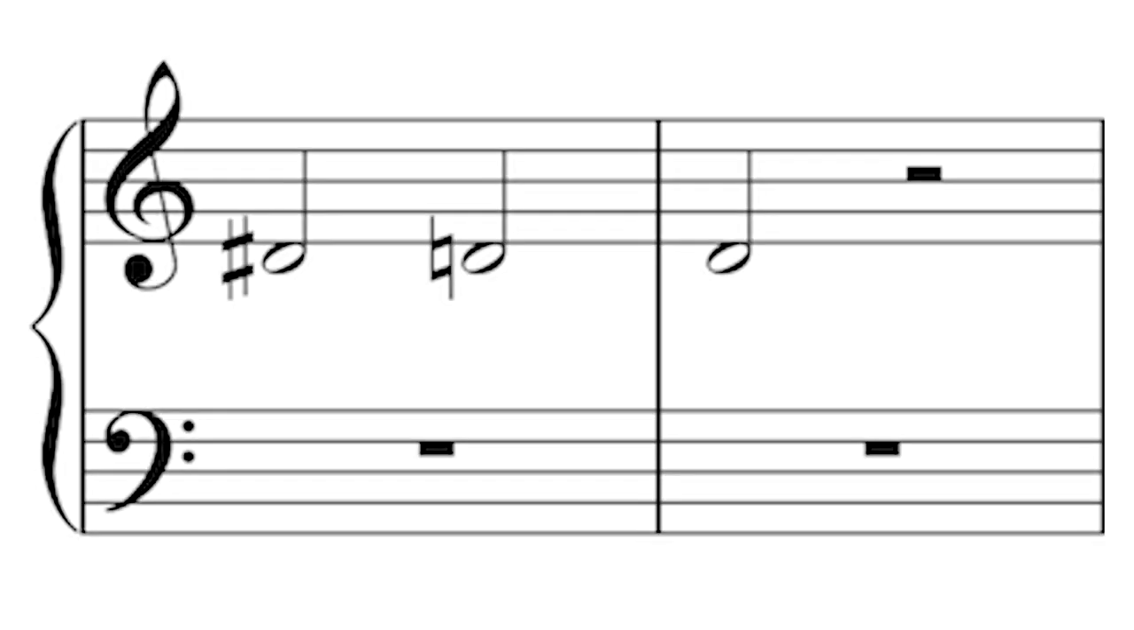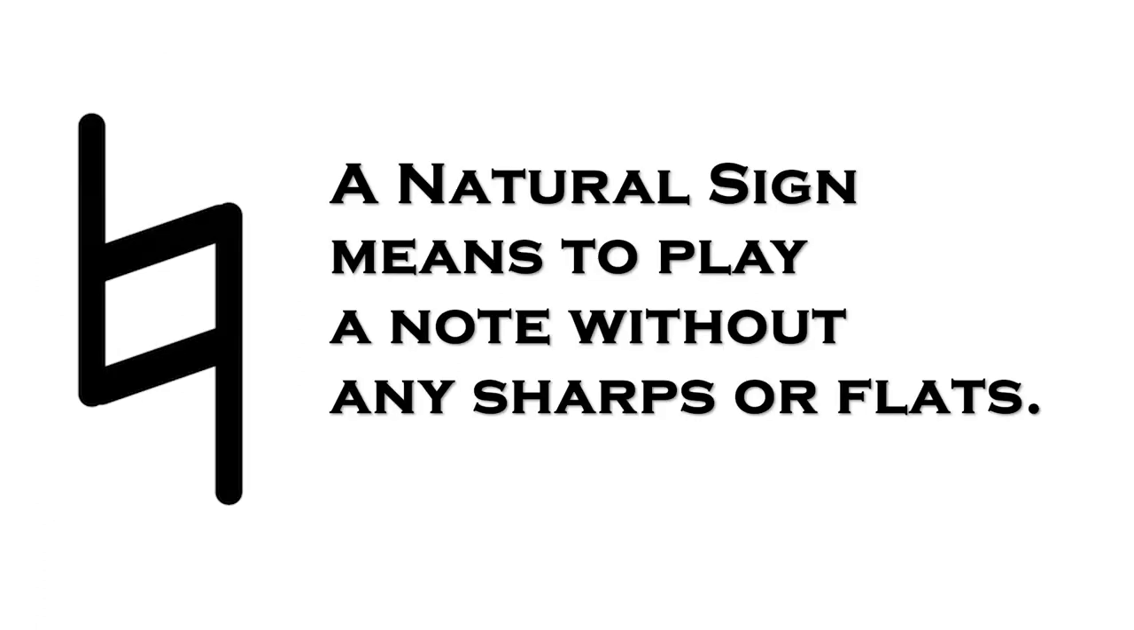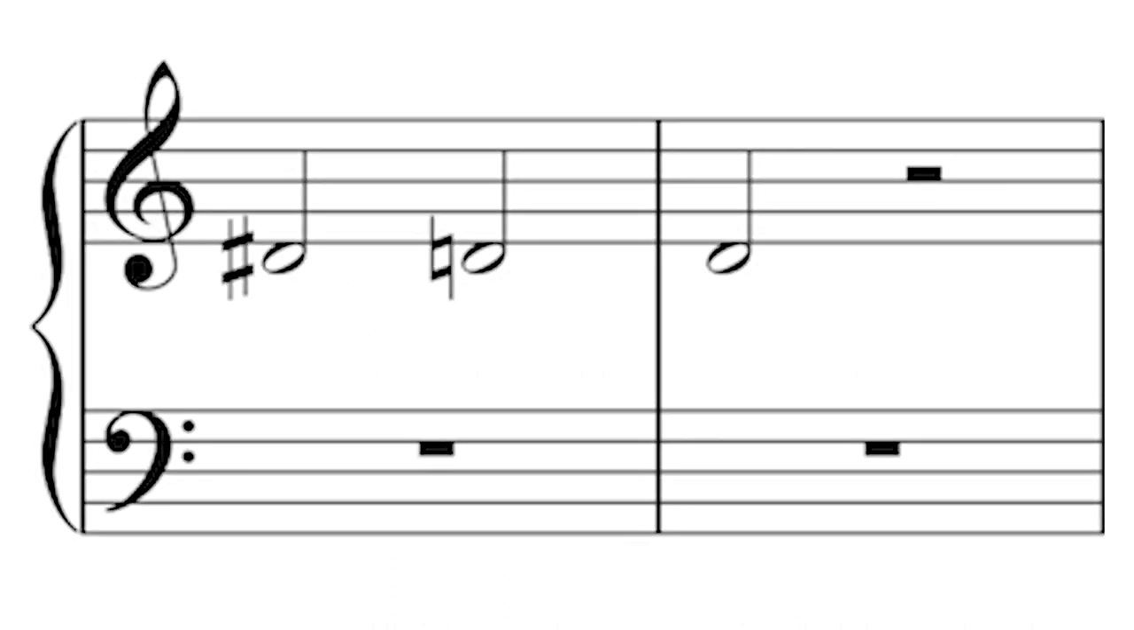If you need to cancel the sign before the bar line, you will need a natural sign. A natural sign means to play a note without any sharps or flats. If there were a sharp in a particular measure before, a natural sign would cancel this sharp. It is the same with flats.